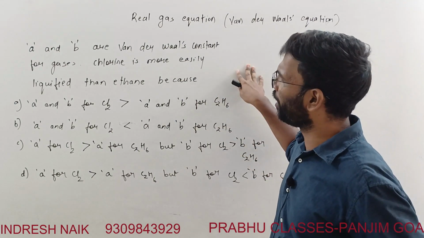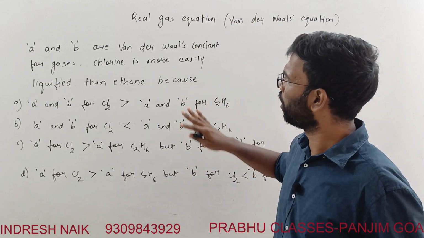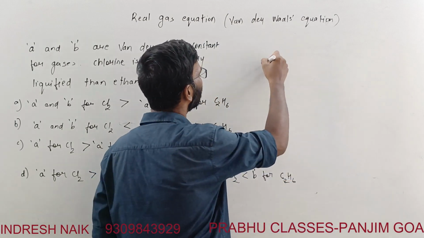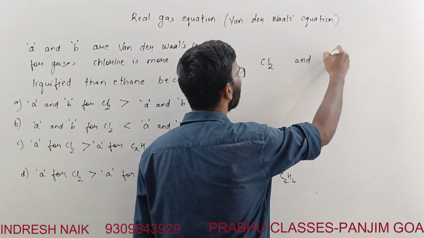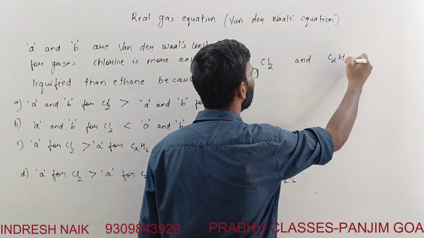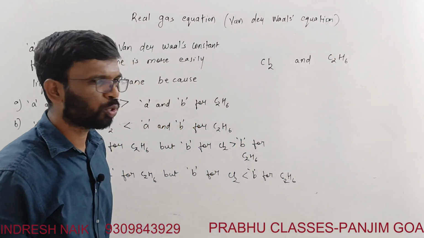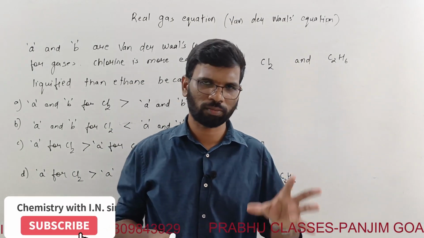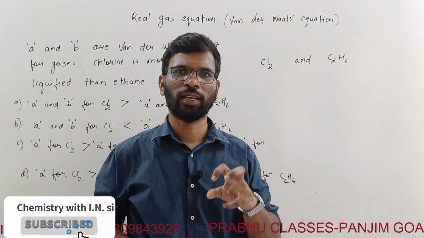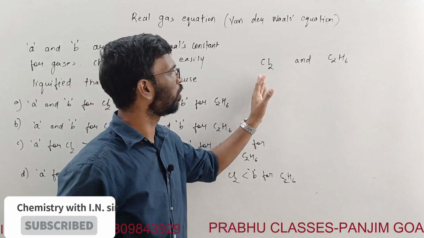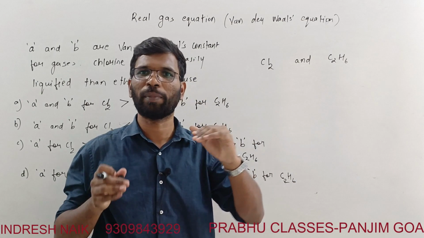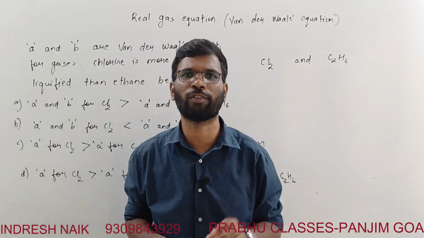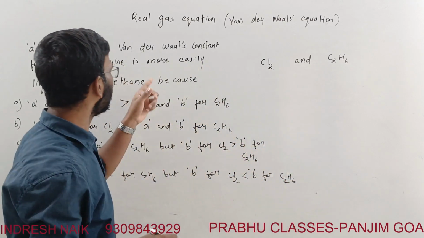See, A and B are the van der Waals constants. We know this for gases. Chlorine is more easily liquefied than ethane. Now, chlorine gas is there, and ethane gas is there. Ethane is C2H6, right? Both are gases. What they are saying is that chlorine, if you compress it or cool it, you can liquefy more easily. Chlorine is a gas that can be liquefied very easily if you compress it or reduce the temperature, as compared to ethane.